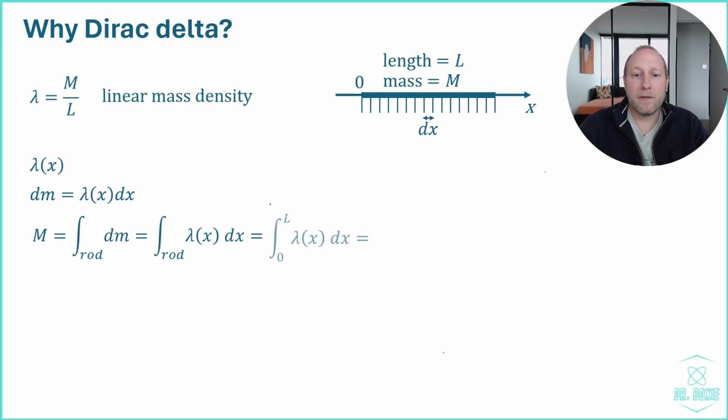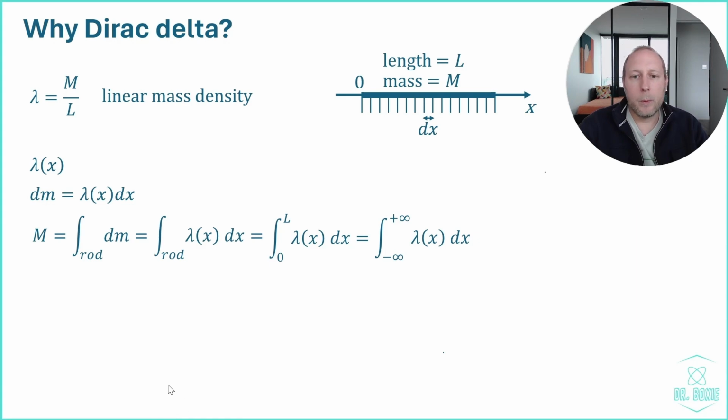Now, this is an integral from 0 to L because I put the left end of the rod at 0, and so its right end will be at x is L. But if we now define lambda to be 0 outside of that range, so left of 0 and right of L, the value of lambda is 0, we may as well take the integral from negative infinity to positive infinity. And so m can be thought of as the integral over the whole of space, in this case a one-dimensional space, of the linear mass density lambda.